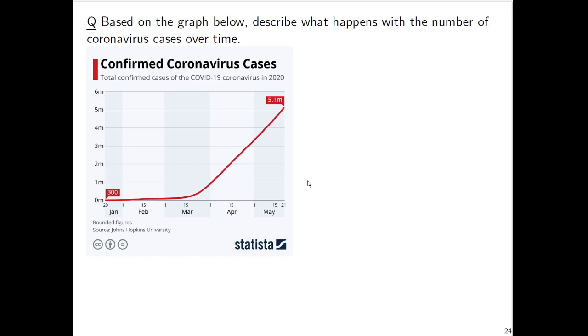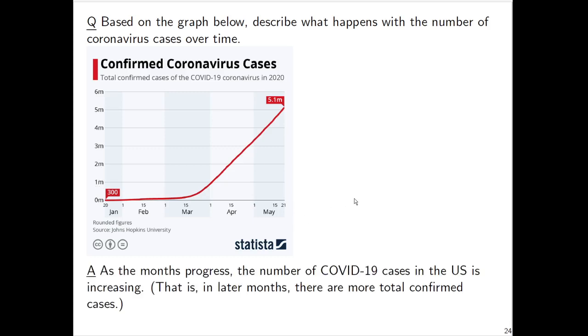So based on the graph below, describe what happens with the number of coronavirus cases over time. There's a time axis here. We can see, based on the labeling, January, February, March, April, May. And then you can see the number of cases along the y-axis. So I assume this means like 1 million, 2 million, 3 million, right? And so to address what's going on as you move forward in time, as you move from January, think about running the video in your head as you move towards the future.